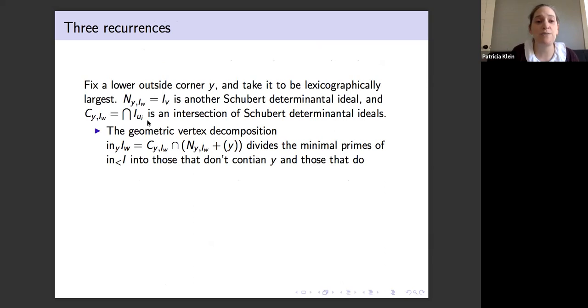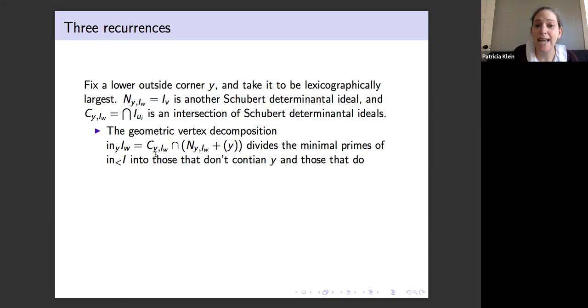So in general, here's how these recurrences go. Fix a lower outside corner y. Y is the name of the variable, but I'm also going to call the box that contains it y. So take it to be lexicographically largest. This ideal, in a geometric vertex decomposition, plays the role of a deletion. It is always just another Schubert determinantal ideal. And this ideal C is playing the role of the link. It's actually what's called an alternating sign matrix variety, and it can be expressed as an intersection of Schubert determinantal ideals.